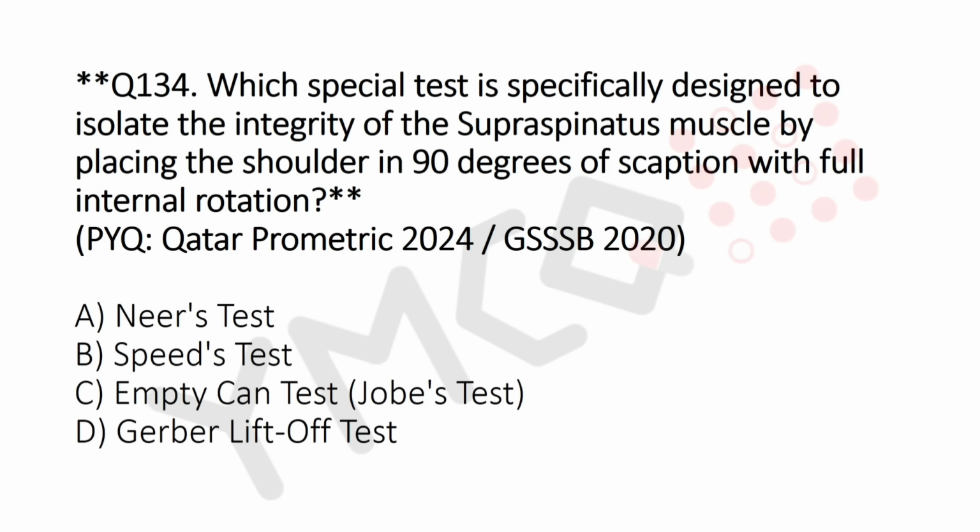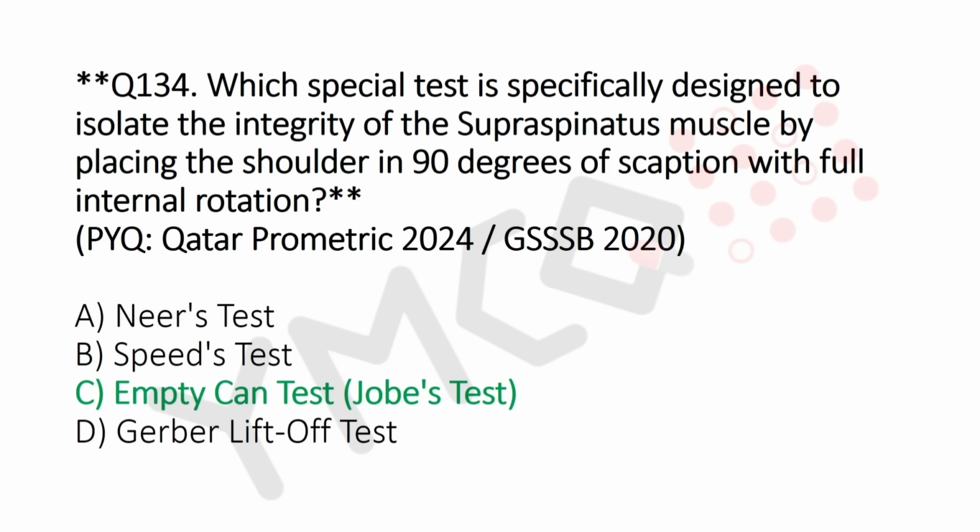Which special test is specifically designed to isolate the integrity of the supraspinatus muscle by placing the shoulder in 90 degrees of scaption with full internal rotation? Option A, Neer test. Option B, Speed test. Option C, empty can test or Jobe's test. Option D, Gerber lift-off test. And the answer is option C, empty can test.